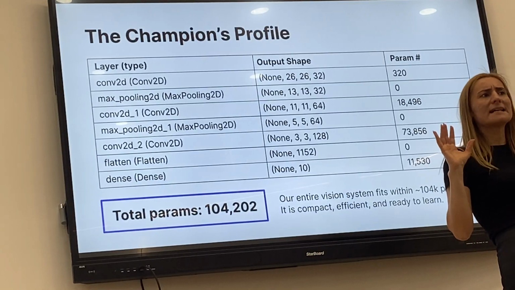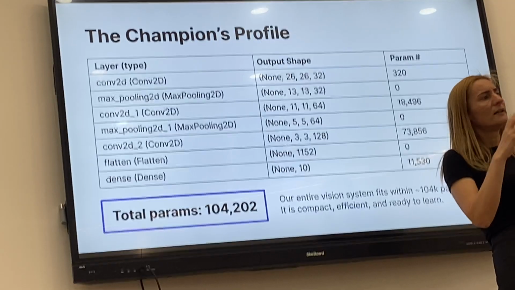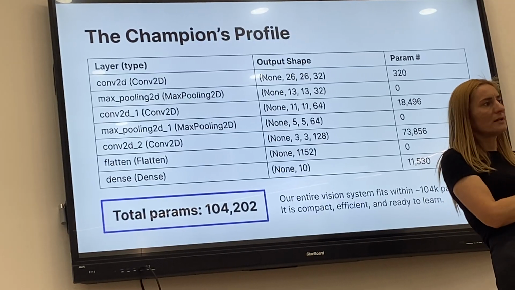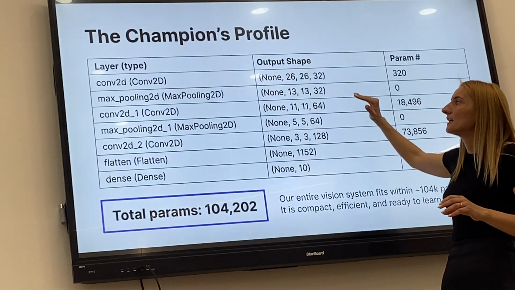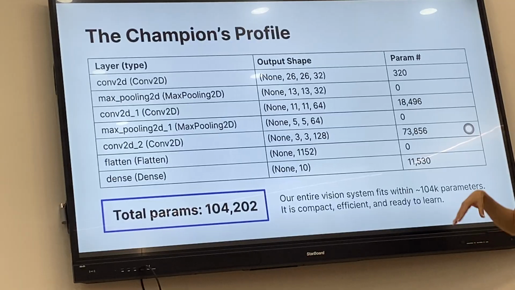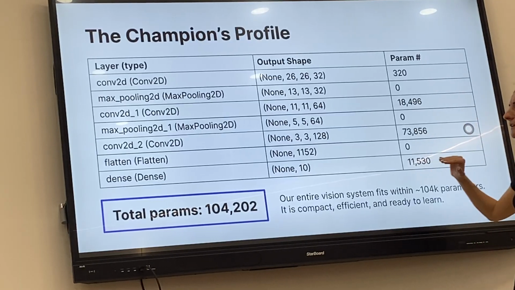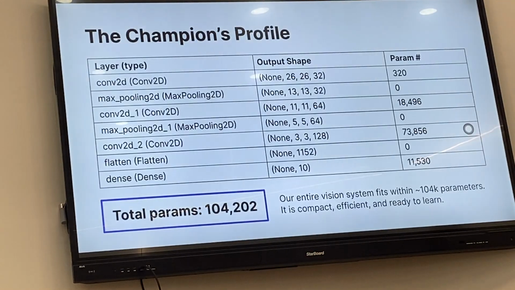In this example, it is important to understand that you don't have any learning or training parameter estimation in the max pool layers and also in the flatten layer. It happens in the convolutional layers and in the dense one as well. If you sum up all these parameters, the total will be around 104,000 and something.